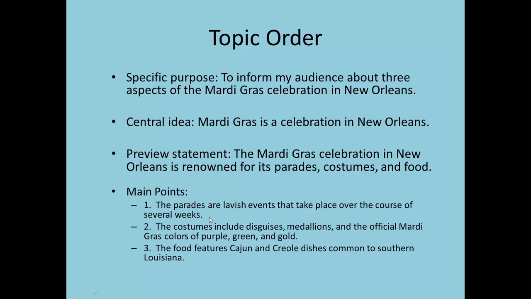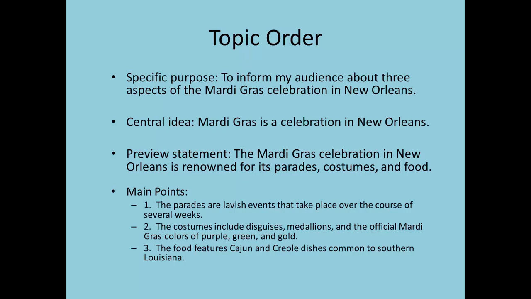So if you look at my main points here for topic order, my topic sentence for my first main point is that the parades are lavish events that take place over the course of several weeks. My second main point will be the costumes include disguises, medallions, and the official Mardi Gras colors of purple, green, and gold. Lastly, the food, which is point number 3, features Cajun and Creole dishes common to southern Louisiana.